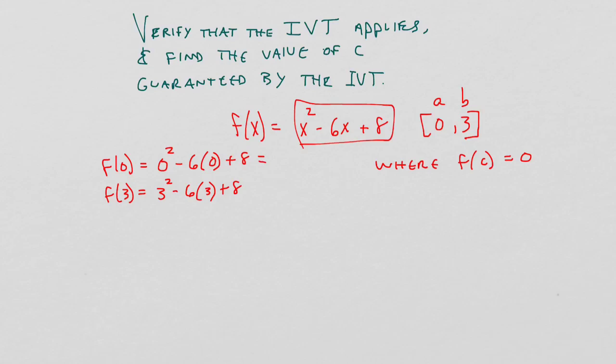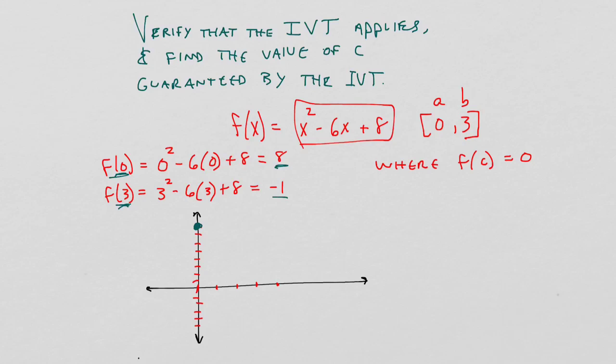So when we evaluate these expressions here, we get 8 for f of 0, and then f of 3 is going to be 9 minus 18 plus 8, which will give us negative 1. So let's just make a quick picture of where we're at. We're on a closed interval from 0 to 3 in the x direction. When we plug 0 in, we get 8, and that point would be represented there. And when we plug 3 in, we get negative 1, and that point would be represented right there. So we know that by the intermediate value theorem, somehow, some way, we've got to cross over. I don't know if that's what the graph looks like, but somehow we're going to cross over.